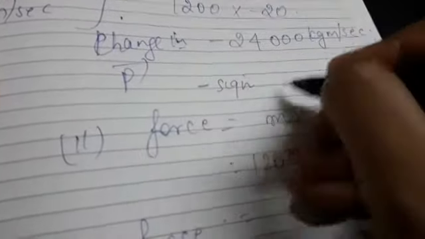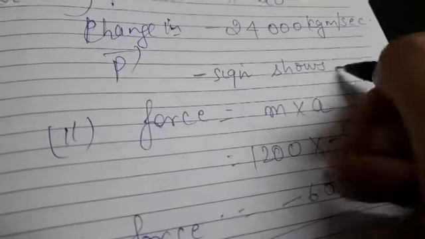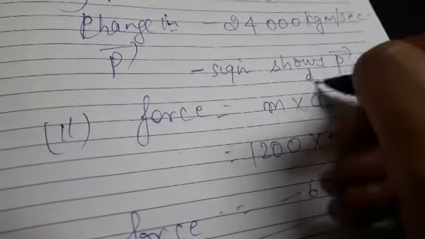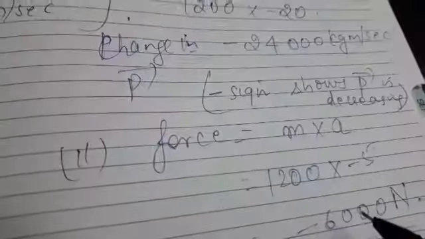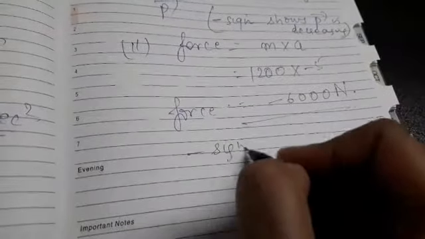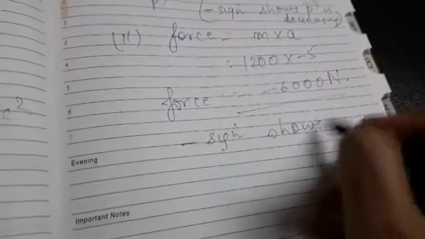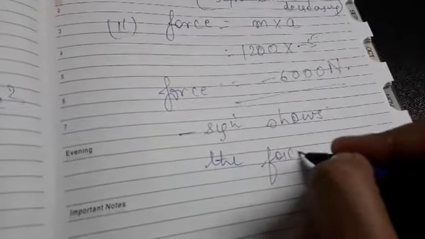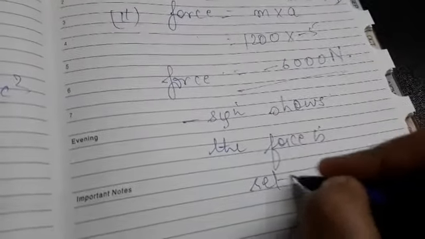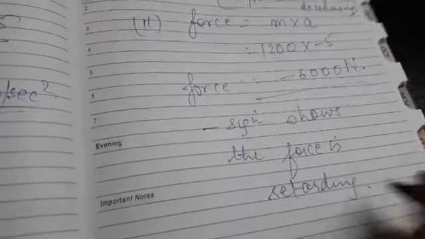And here you can write minus sign shows momentum is decreasing, if you want to write. Normally we mention why the answer is negative. So we have to write. Here also minus sign shows that the force is a retarding force or a reaction force. Yes. So therefore this completes your exercise, additional exercise.